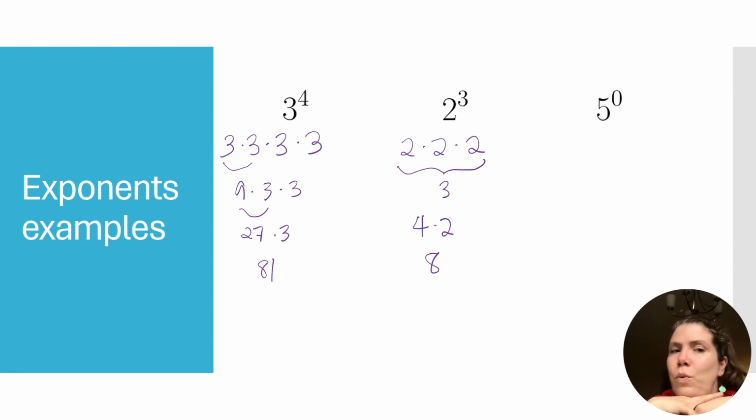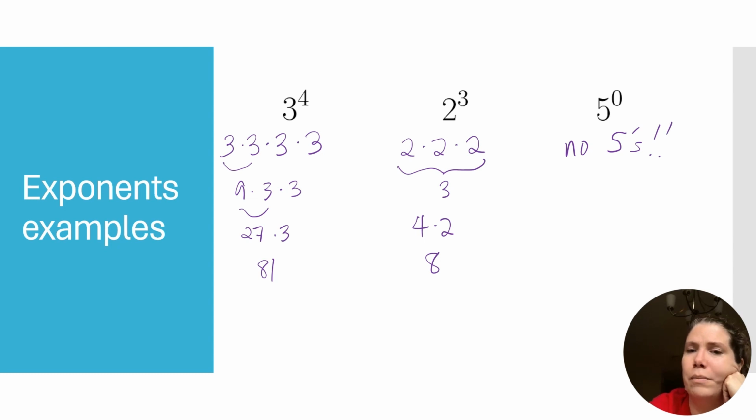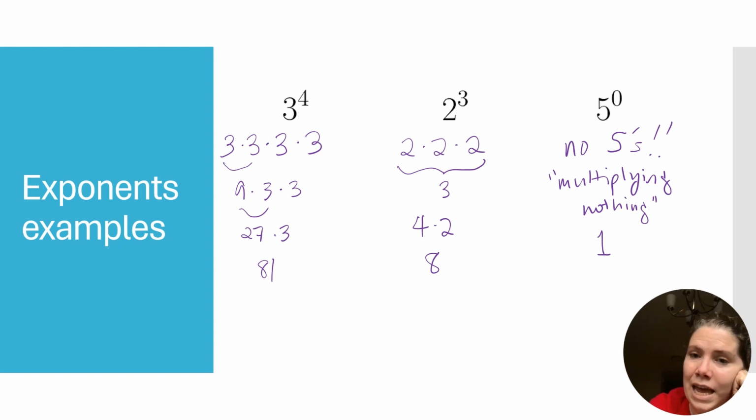So we need to think of what, when you multiply it, does nothing. And the multiplying version of nothing is 1. So we have no 5s at all. We have the multiplying version of nothing. And the multiplying version of nothing is 1. Anything at all to the 0 power is always 1.